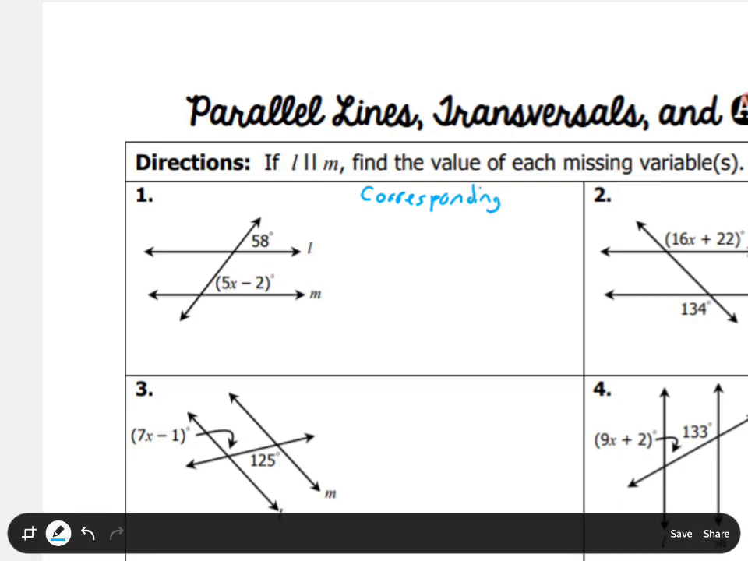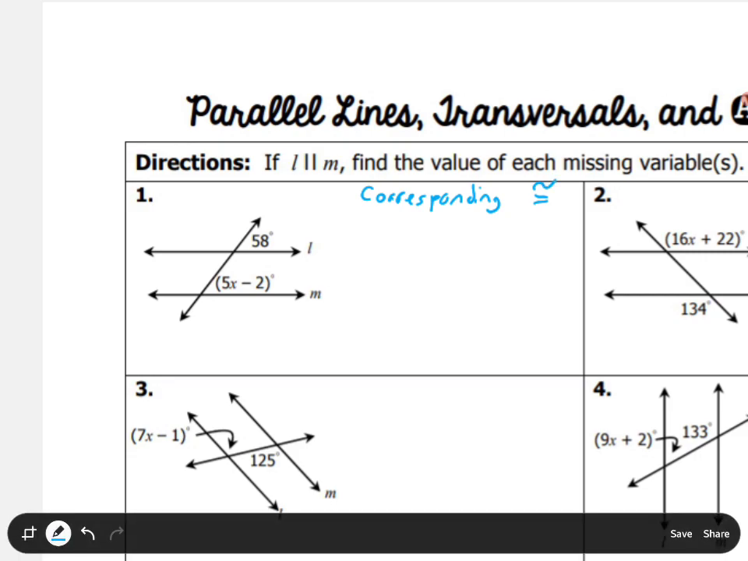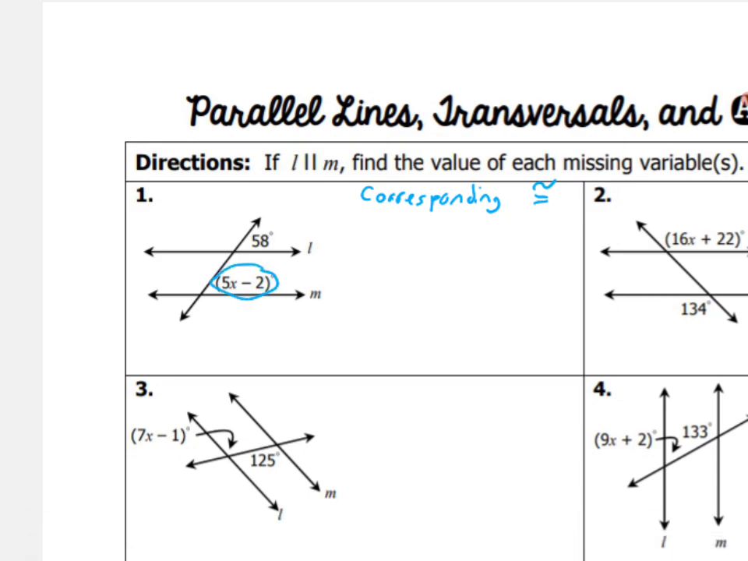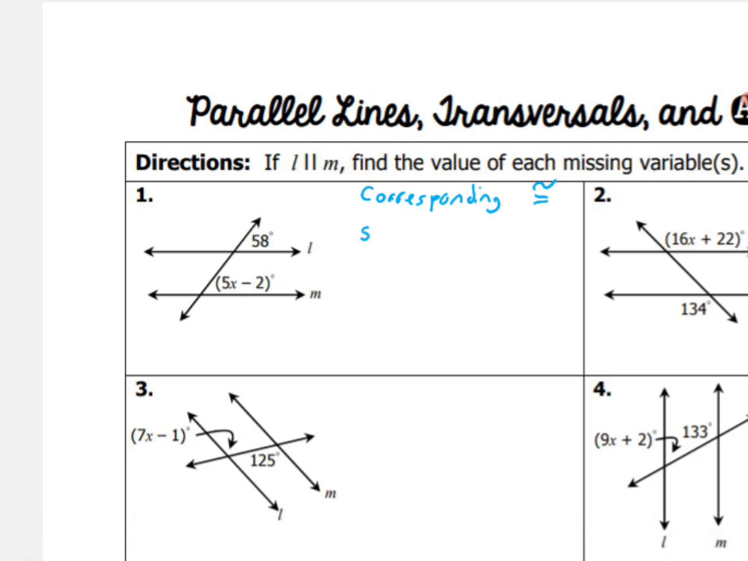The next thing we have to think about is, okay, corresponding. Corresponding means that these things are congruent, so they're going to be equal. If things are congruent, remember they have equal measure. So I'm going to take these 2 angles, and since they're congruent, I'm going to set them equal to each other. Now I have to do a little bit of algebra. So I'm going to say 5x minus 2 equals 58.